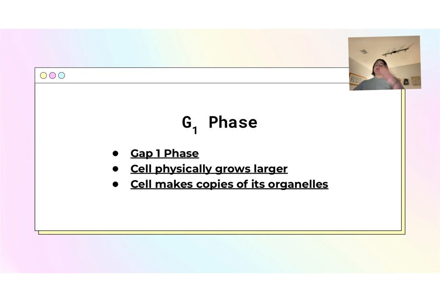So we're going to talk about these 3 phases, starting with G1. G1 is the gap 1 phase. That's what G1 stands for, gap 1. In the gap 1 phase, the cell physically grows larger, so it gets bigger. And the cell makes copies of its organelles. Each cell has organelles like its ribosomes, its lysosomes, its nucleus, all that fun stuff, that each have different jobs. So the cell makes copies of those different things during the gap 1 phase.